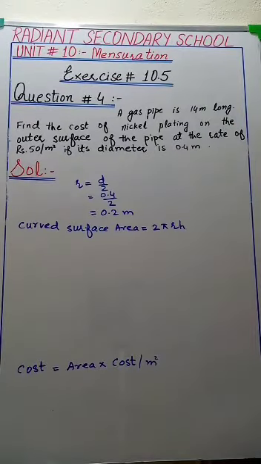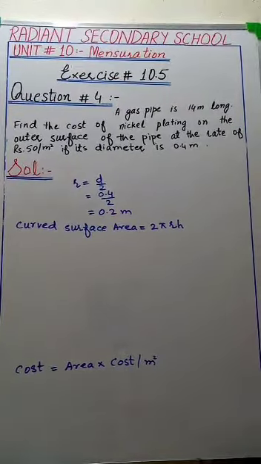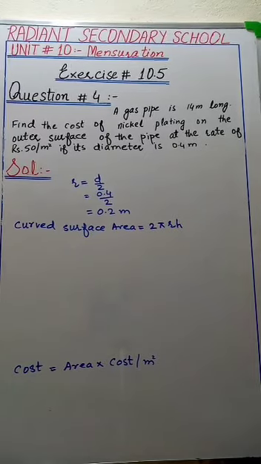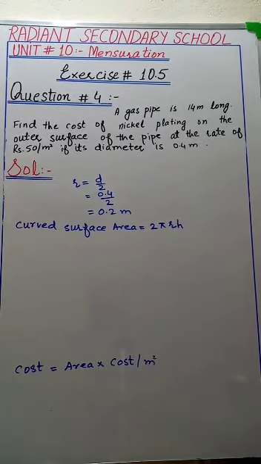Okay class, the next question is question number 4. A gas pipe is 14 meter long. Find the cost of nickel plating on the outer surface of the pipe at the rate of rupees 50 per square meter if its diameter is 0.4 meter.